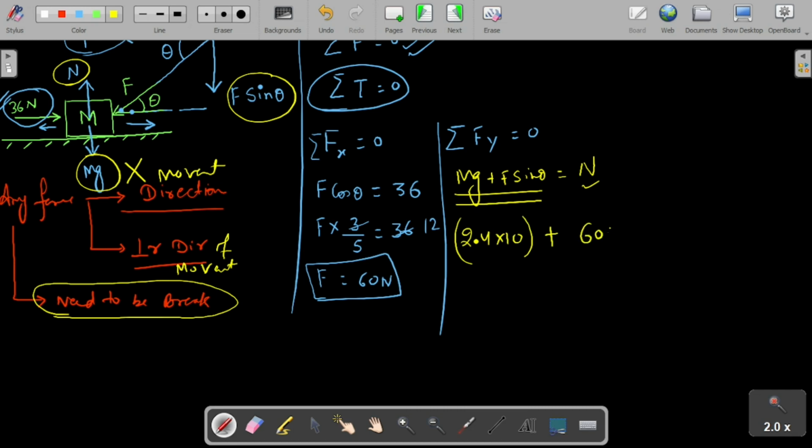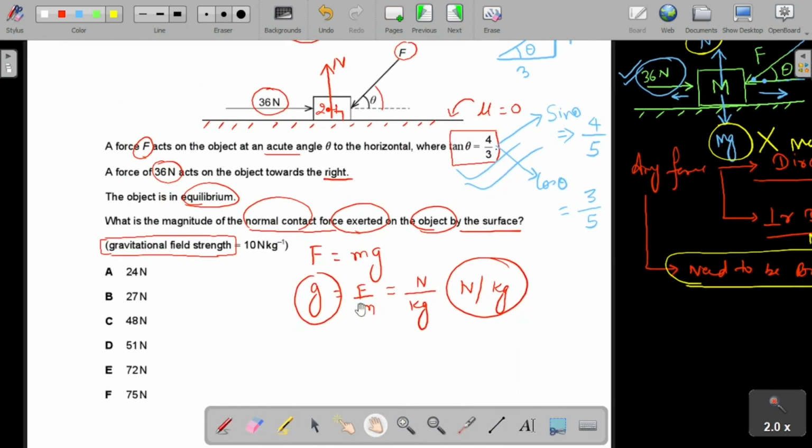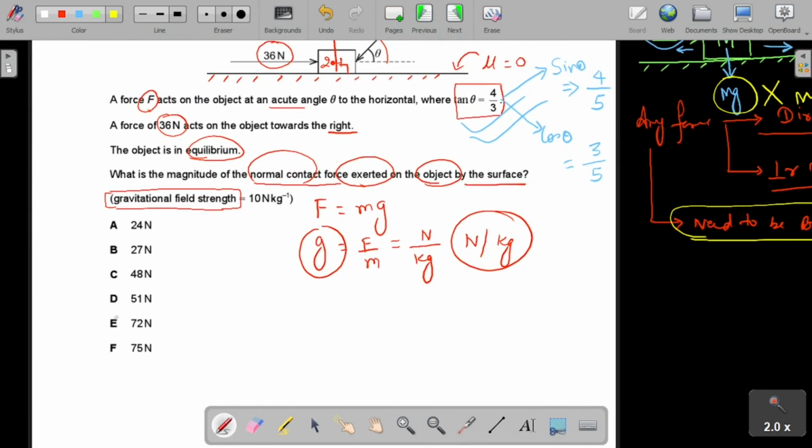F is 60, sin theta is basically 4 by 5, so just try to simplify this. 12, so this is 24 plus 48, so it's 72. It means the normal force should be 72 Newton. Let us try to find its option. Yes, it's option number E, and that's the correct answer.